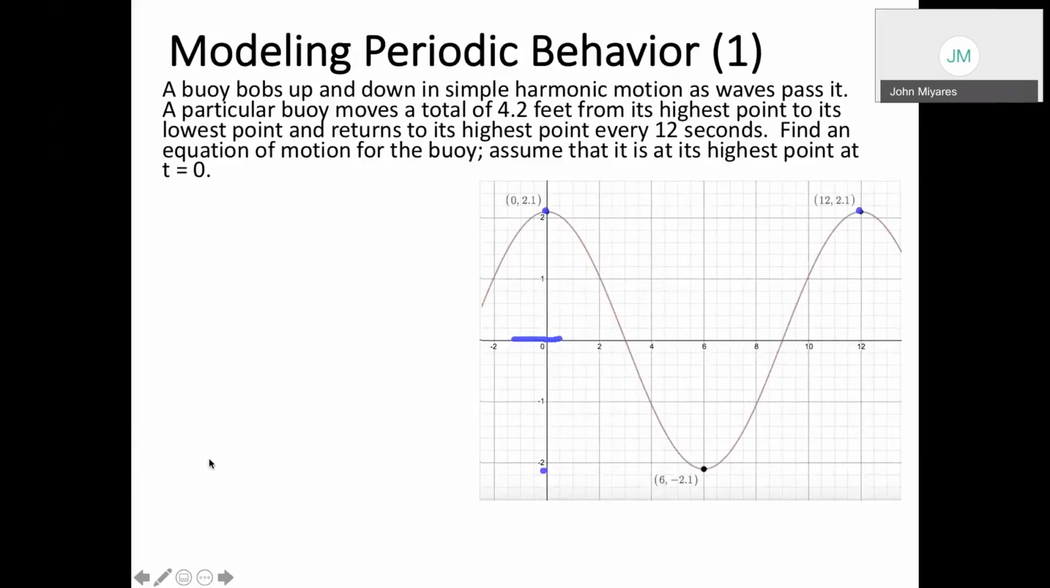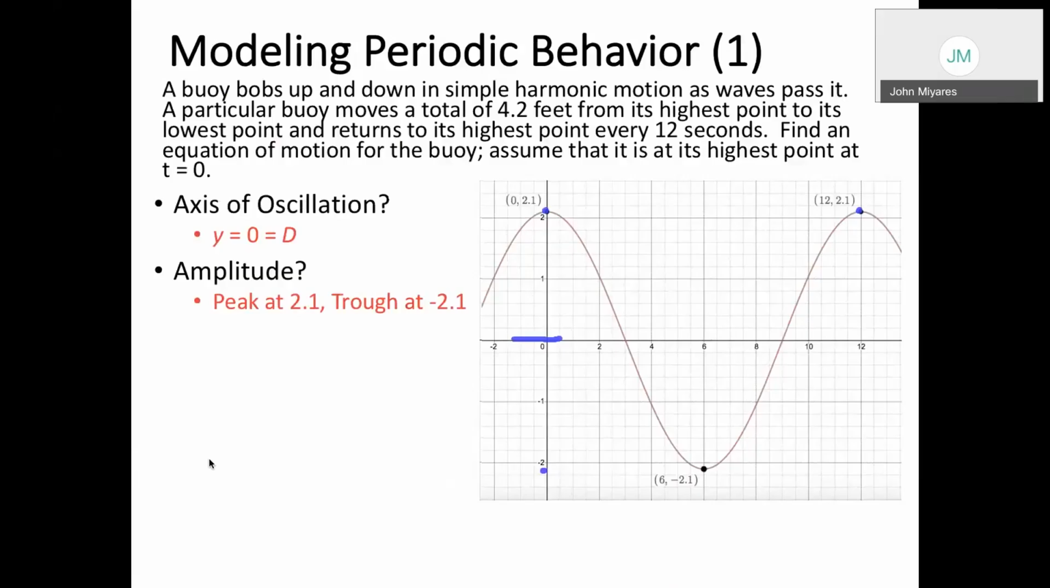So here's what my graph is going to look like in general. And of course, in the real world, this graph might need to be adjusted if we were somewhere above or below sea level. But for now, we're just going to say that equilibrium level, sea level, is going to be 0. Our axis of oscillation, 0. The amplitude: I am going 2.1 feet above the axis of oscillation, 2.1 feet below the axis of oscillation.